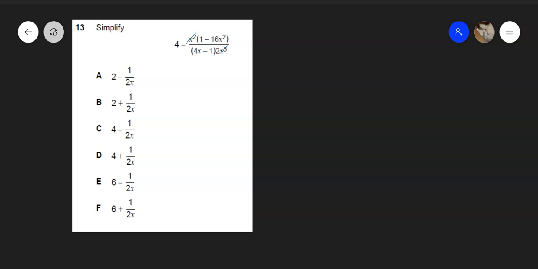So what I'm going to do is change the sign after 4 from minus to plus, and I'm going to swap the positions of 1 and 16x squared. So that will give me 4 plus 4x minus 1 times 4x plus 1 and 4x minus 1 times 2x in the denominator.